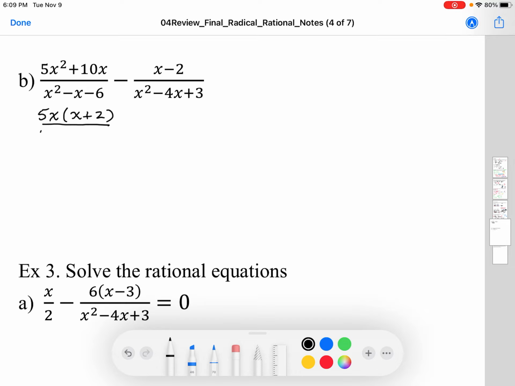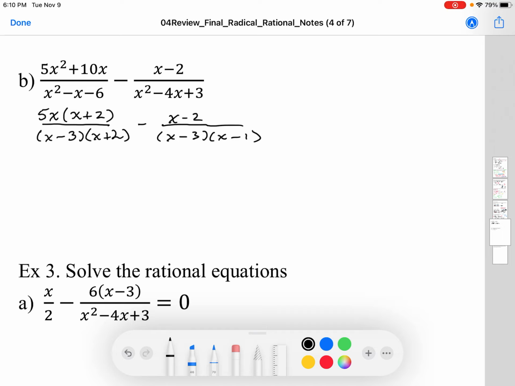In the denominator, we're going to have two numbers that multiply to -6 and add to -1, which is going to be -3, +2. Those will cancel out, and just to note, we should simplify the fraction before we find a common denominator. Otherwise, our denominator can be bigger than we need it to be. So in this case here, we have x minus 2, and that's all over the factored form, which is going to be two numbers that multiply to 3 and add to -4, which are -1 and -3.